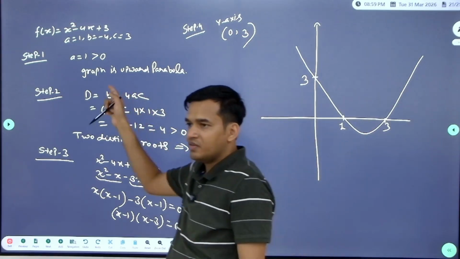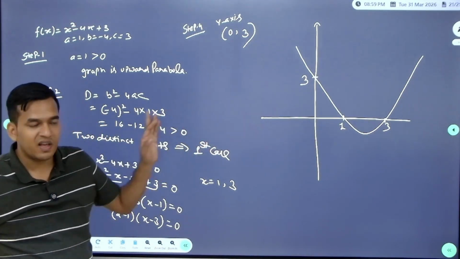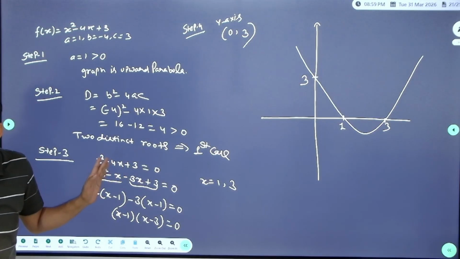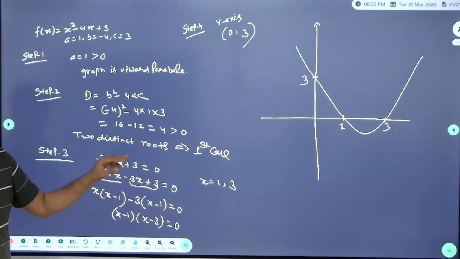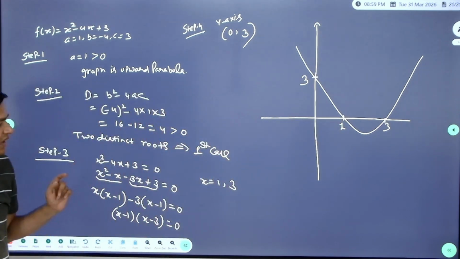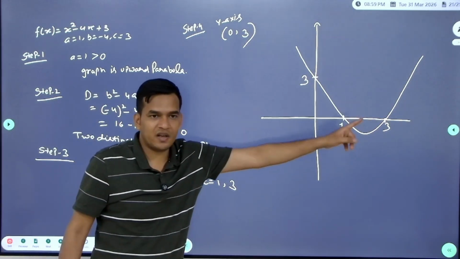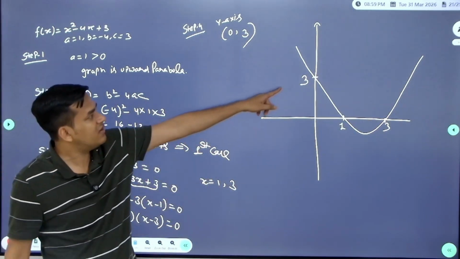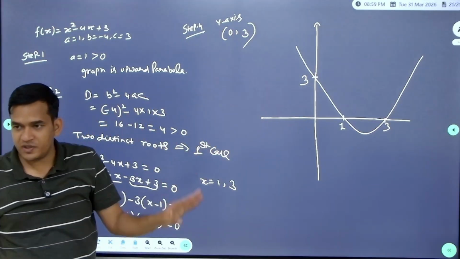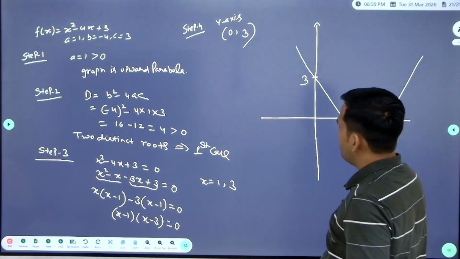In the first step, we determine whether it is upward or downward. So it is upward. Second step, there are two distinct roots, so it intersects the x-axis 2 times. Third step, we determine the values of the roots, 1 and 3. Fourth step, this point 0 comma 3. Fifth step is finding the vertex.